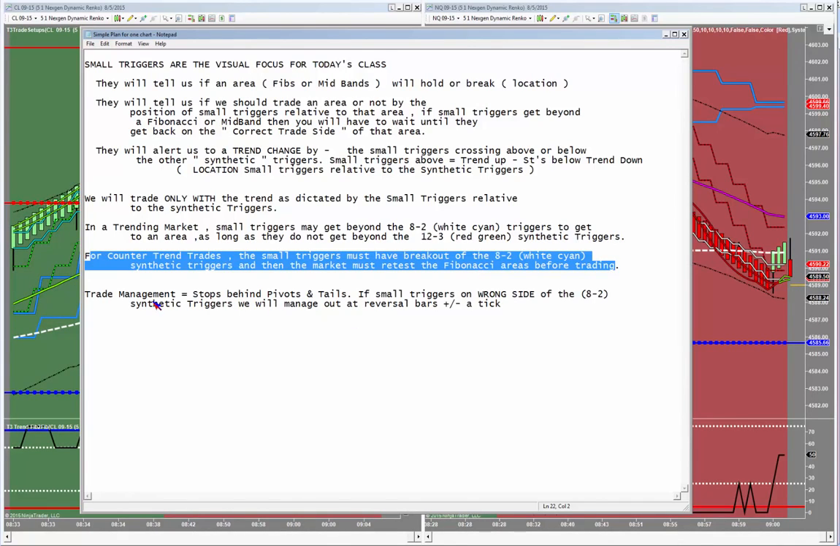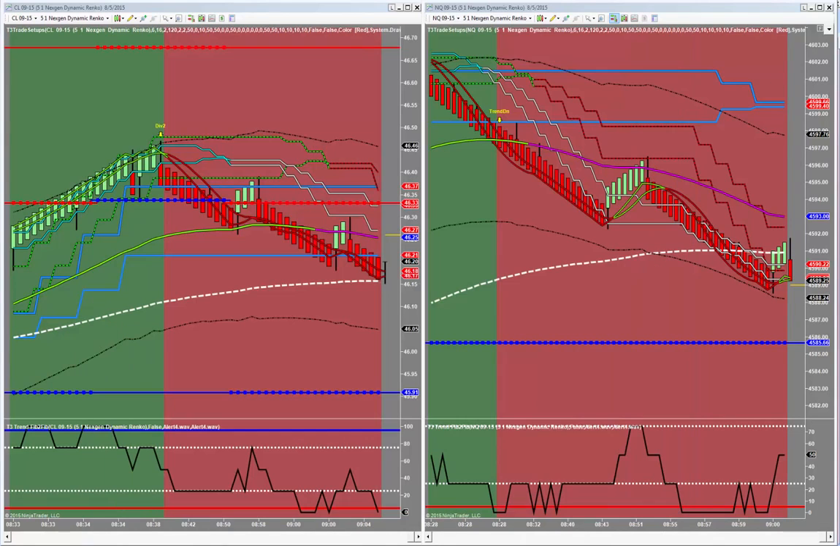Trade management, very simple. Stops are behind the pivots and tails. If a small trigger is on the wrong side of our 8.2 synthetic triggers, we're going to manage out of that trade, right? We're going to manage that trade a little tighter. So again, I'm going to post a document into the room so you guys can have that.